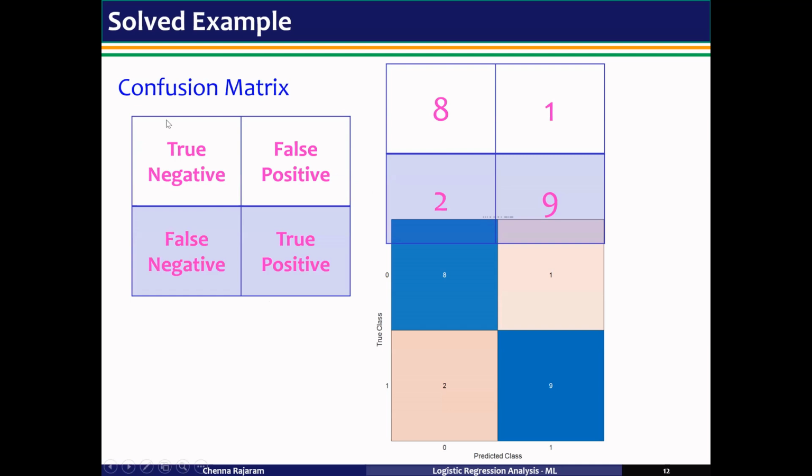The confusion matrix is generated with the values true negative, false positive, false negative, and true positive. Based on the analysis, the true negative values are 8, false positive values are 1, false negative values are 2, and true positive values are 9. The confusion matrix is also compared with MATLAB, and you can see the similarity of the results obtained from the manual calculation as well as MATLAB.